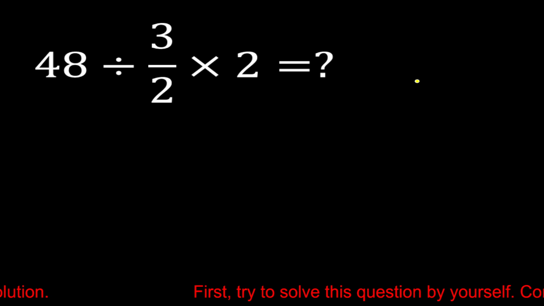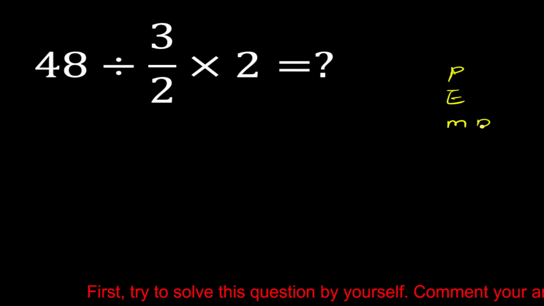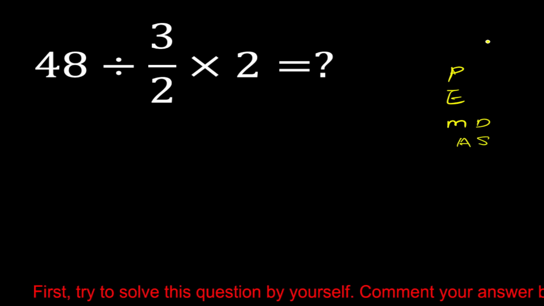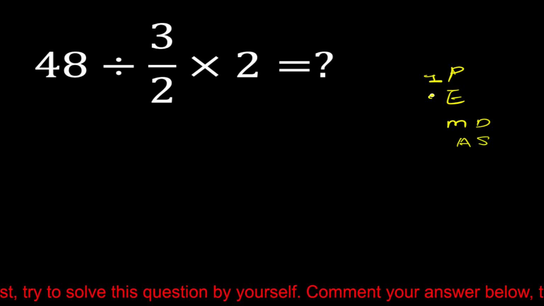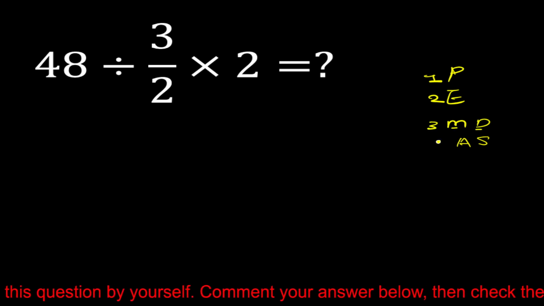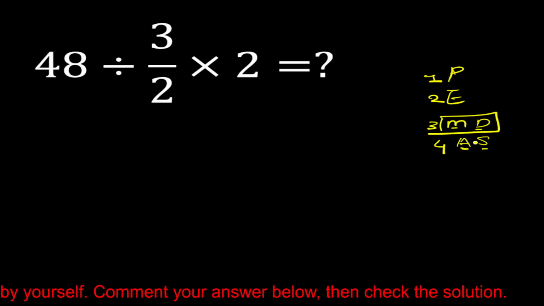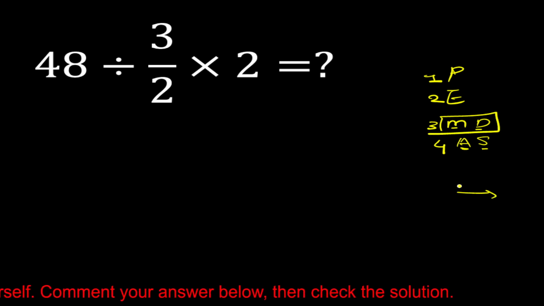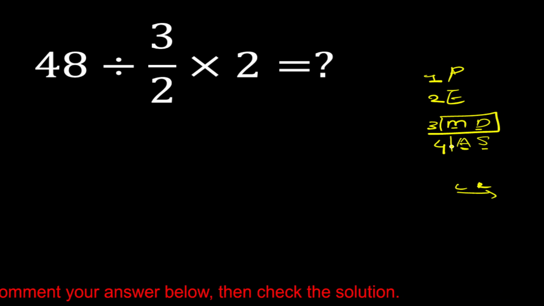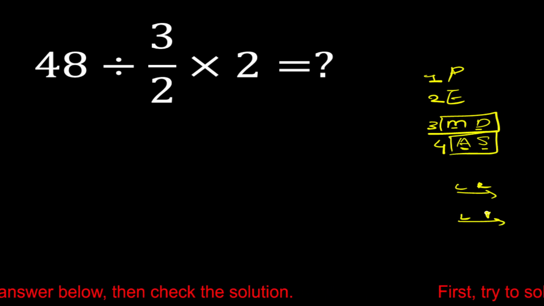PEMDAS. P E M D A S. According to PEMDAS, first priority is parenthesis. Second priority is exponents. Third priority is multiplication and division. Fourth and last priority is addition and subtraction. Here multiplication and division both have equal priority, so we have to solve it from left to right. Then addition and subtraction also both have equal priority, so we have to solve it from left to right.